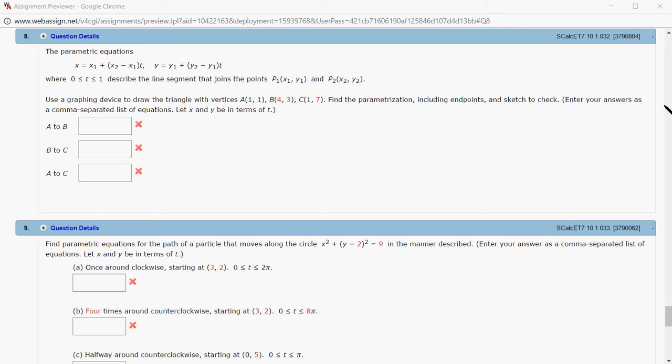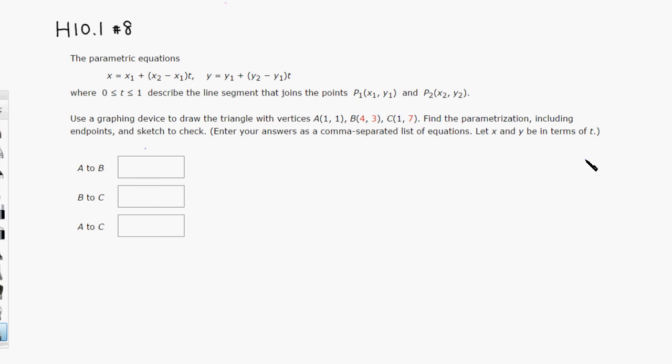All right, let's look at homework 10.1, problem number 8. Let's find the parametric equations for these three line segments. First, the line segment from A to B.